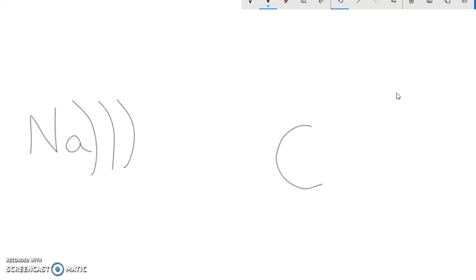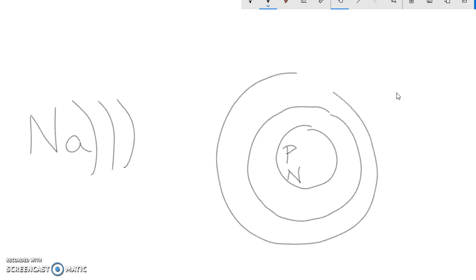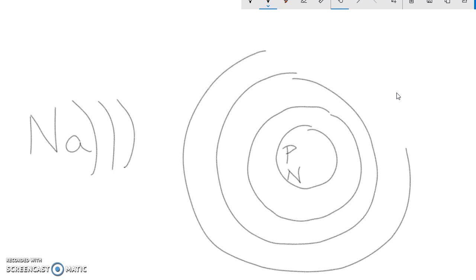So you have a nucleus. Okay, and we know that protons go inside the nucleus and neutrons. Okay, and if you look at sodium, so you look at your periodic table, you can see that it's in the 3rd energy level. So that means it's in the 3rd row, so it has 3 energy levels. 1, 2, 3. Okay, now I have my students do something I call PIN.